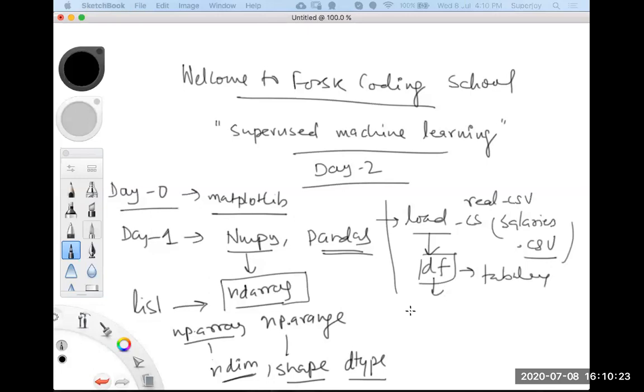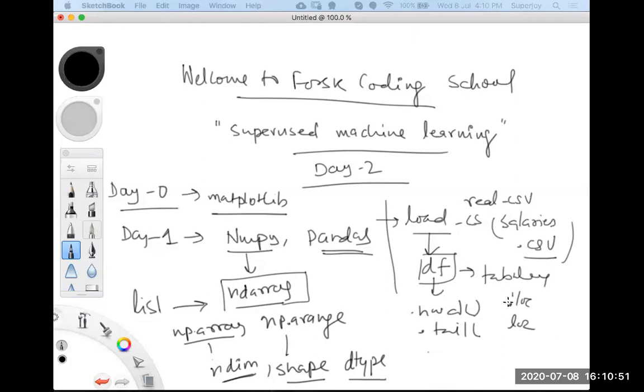We used to call head, tail, sample, unique values, the specific column data, iloc methods, and loc methods. We got to know how to check for the missing data, null values.